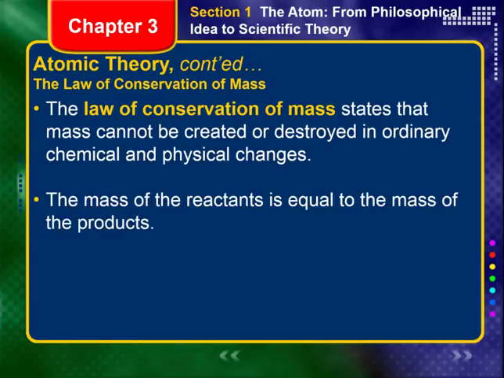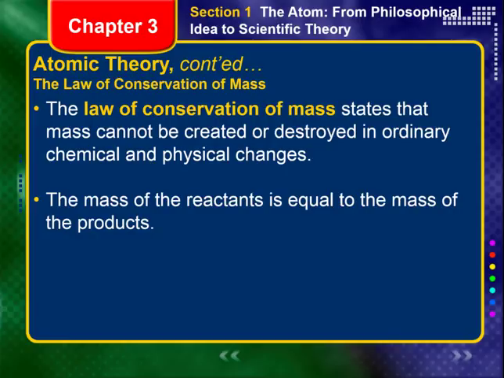So next, the law of conservation of mass. One of the three things that we have to be aware of for this section, the three laws. The law of conservation of mass states that mass cannot be created or destroyed in ordinary chemical and physical changes. Now, the last part of that statement is very important, because mass can be destroyed or created. It's a conversion between mass and energy.